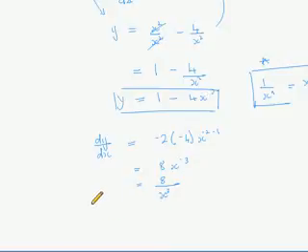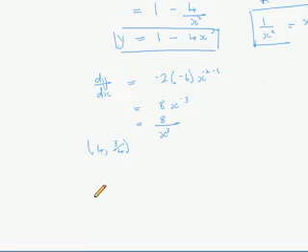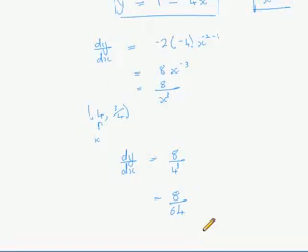The point that we have is (4, 3/4). That's the point on the curve. So what we need is the x value for that, and substituting the x into dy/dx gives us 8 over 4 cubed, giving us 8 over 64.